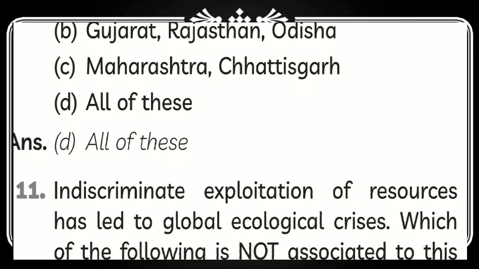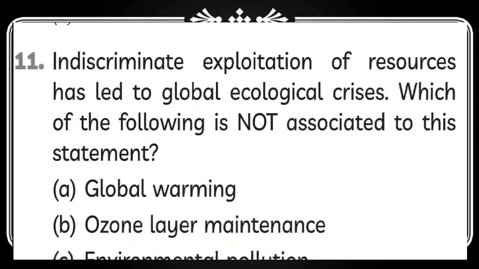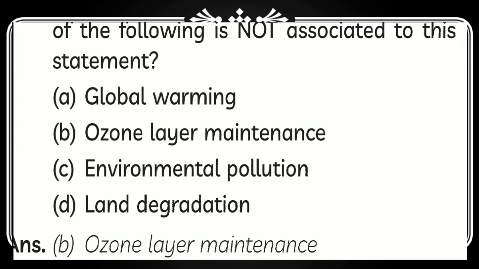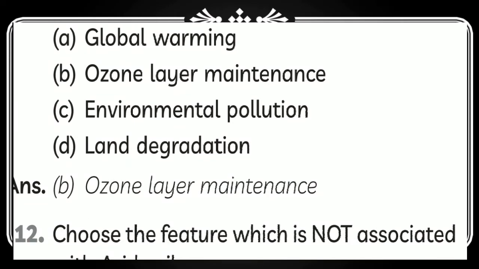Now the next question is, indiscriminate exploitation of resources has led to global ecological crisis. Which of the following is not associated with this statement? A. Global warming. B. Ozone layer maintenance. C. Environment pollution. And D. Land degradation. And your answer will be ozone layer maintenance.